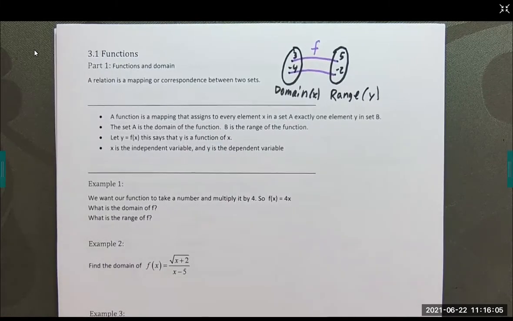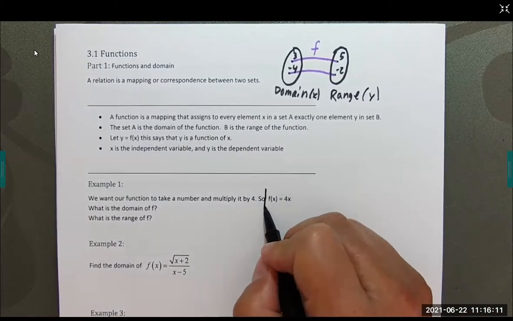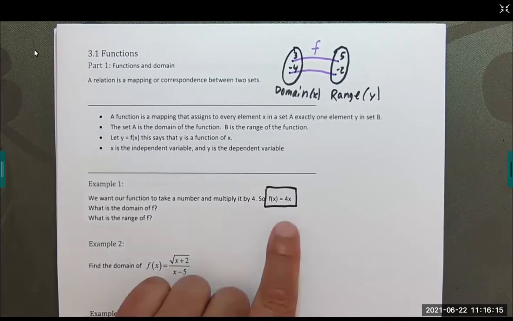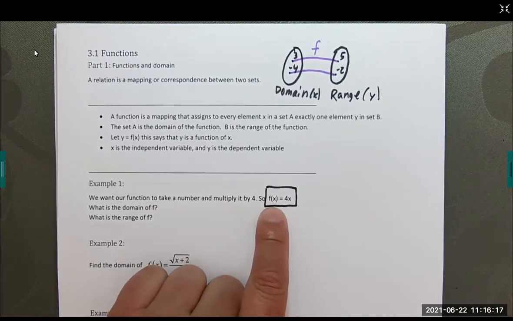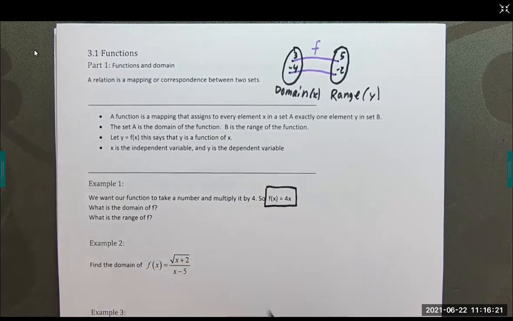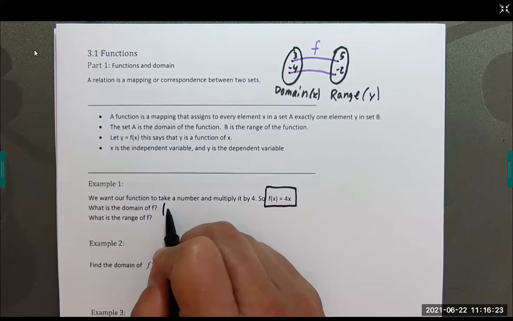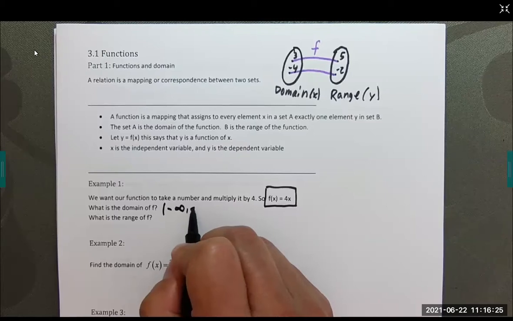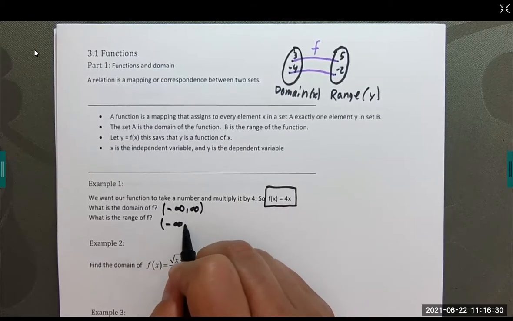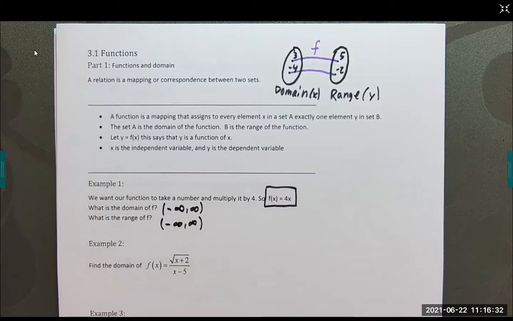Let's do an example. We want our function to take a number and multiply it by 4. So here is our function. F of X equals 4 times X. So you give any X value you want to the function F. What's its job? It's going to multiply by 4 every time. And in this case, the domain of F, there are no restrictions. And we'll talk about some restrictions here in a minute. And the range is also unrestricted. -infinity to infinity for both.